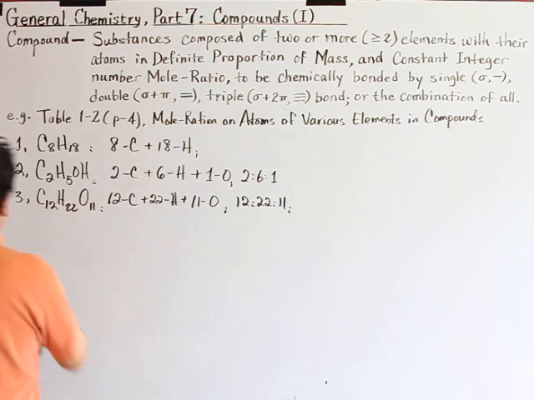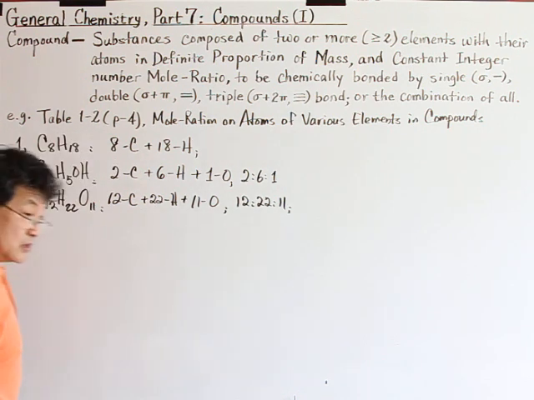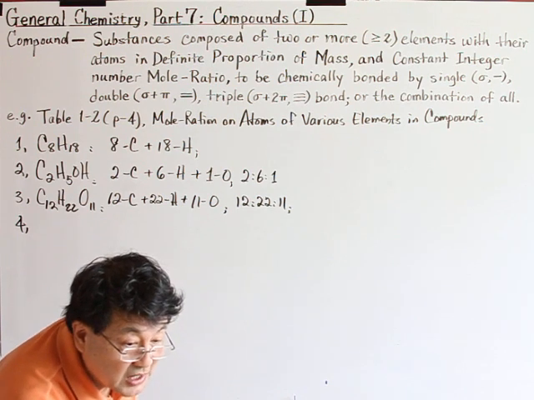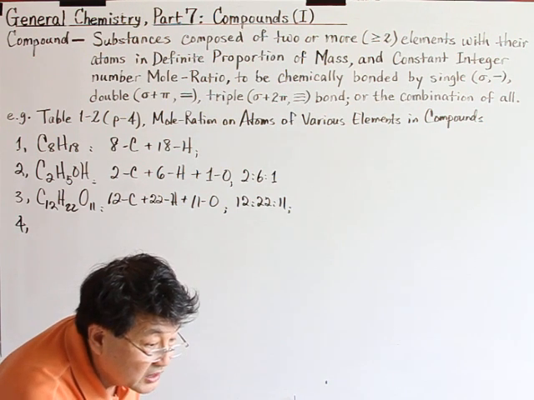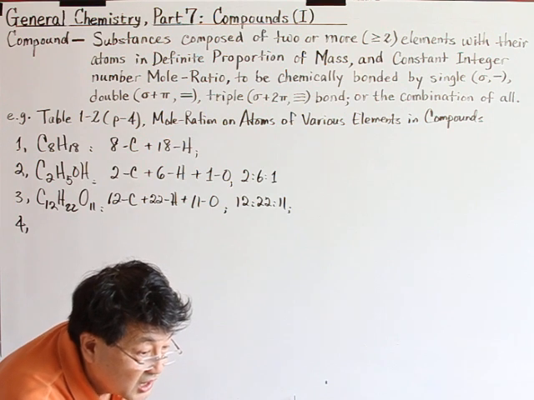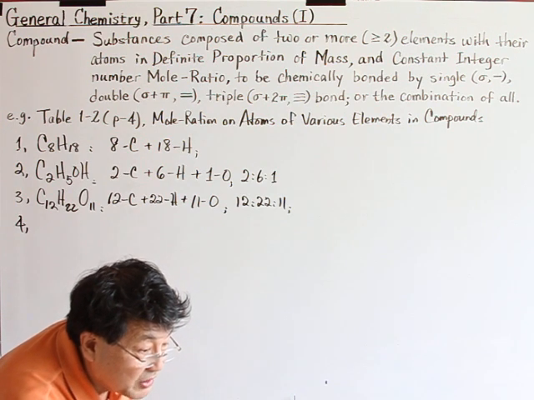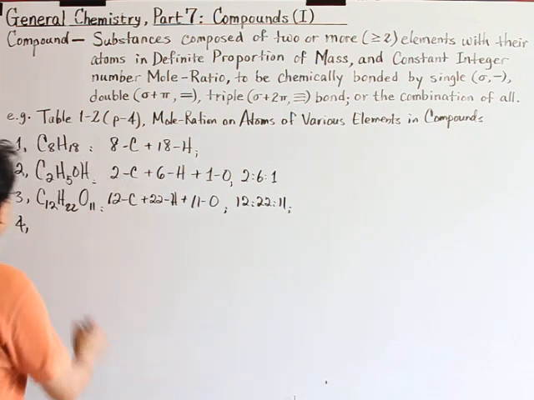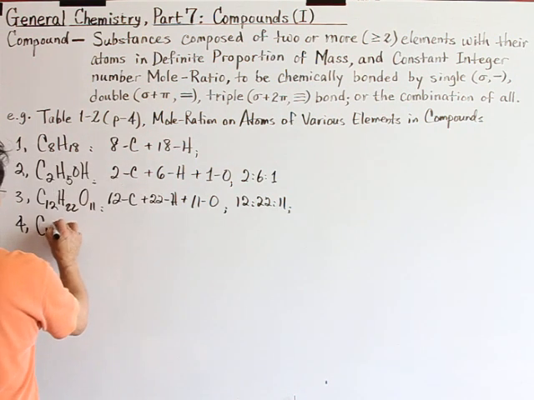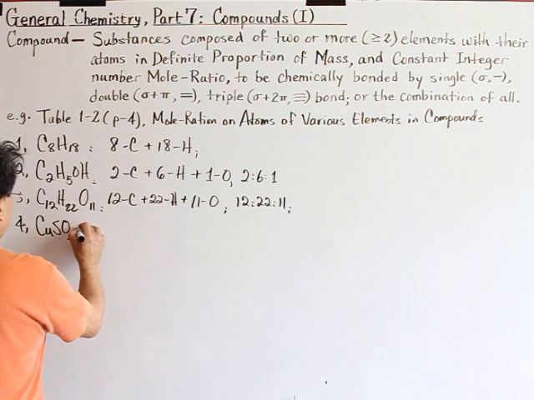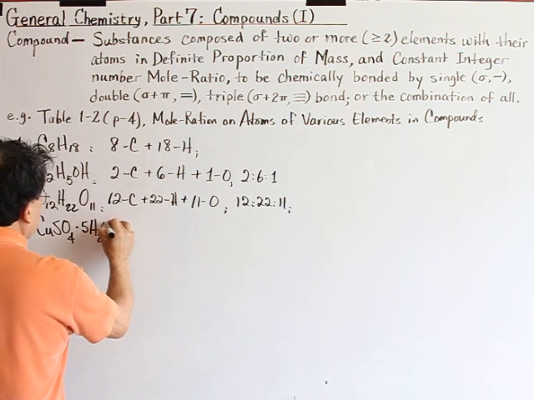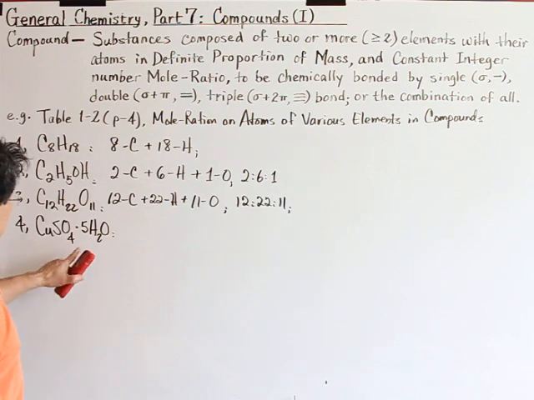So let's pick up 1 more, not too many, that's too much, right? The last one, did I use Epsom salt last time? I did. So let's choose another compound, copper sulfate pentahydrate. So copper sulfate. Now penta is 5, hydrate, right? So this one is a compound.